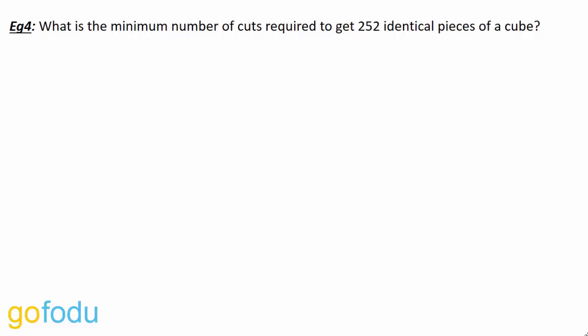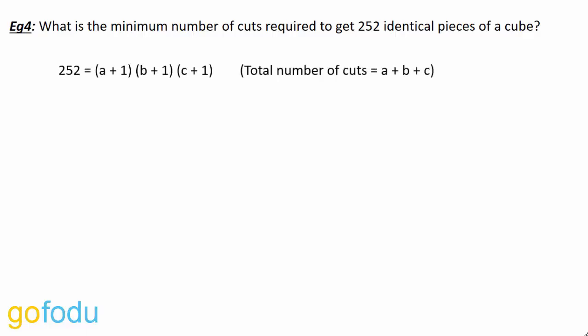Minimum number of cuts required to get 252 identical pieces. 252 is not a perfect cube, so we have to find 3 numbers, or say 3 factors of this number, with minimum deviation. First step, 252 is equal to (A plus 1) into (B plus 1) into (C plus 1). Now, 252 can be written as 2 square into 3 square into 7. The least deviation will be when the numbers are very close to each other.